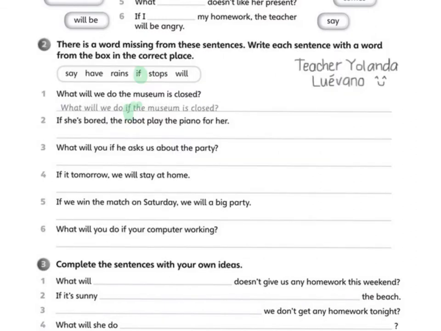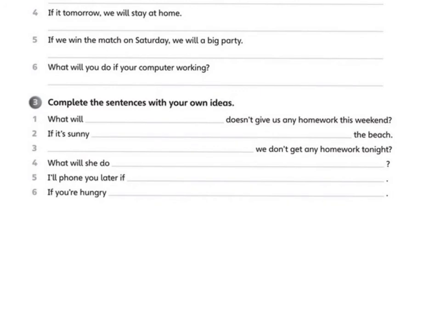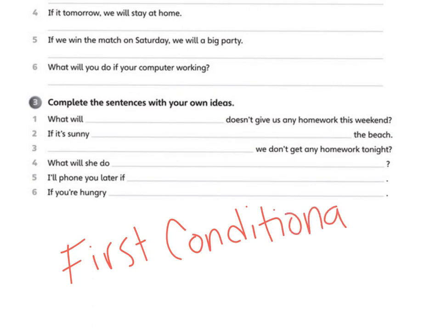Now, on the next part, it says complete the sentences with your own ideas. Please remember that for all of these sentences, you are going to need first conditional. It could be either in affirmative or in interrogative form. Pay attention, these are obviously interrogative forms. And the interrogative forms will look somewhat similar to these ones. All the activities in this page are examples. Please follow the examples and we'll show you sentences later in our Zoom class.